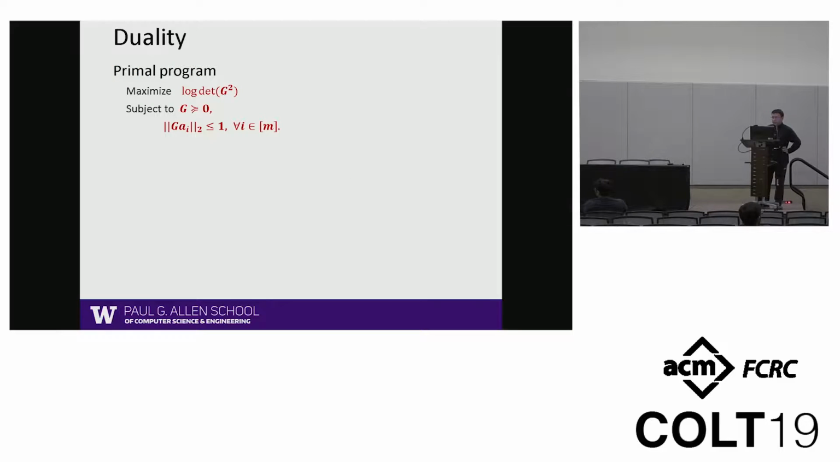Now let's see the primal and dual programs. This is just the original problem I defined earlier. The target function is roughly the volume of the ellipsoid, and the condition is just saying that the ellipsoid is contained in the polytope.